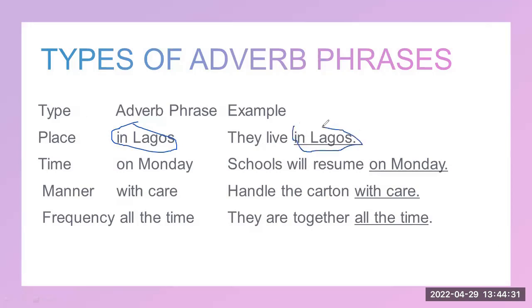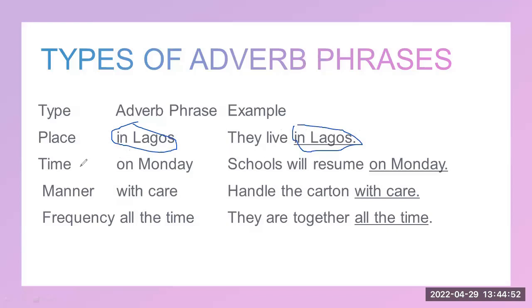Now, how do we know it's an adverb phrase of place? It provides answer to the question where. If you say they live, someone may ask you, where do they live? They live in Lagos. So in Lagos, it's an adverb phrase of place because it tells us where they live.